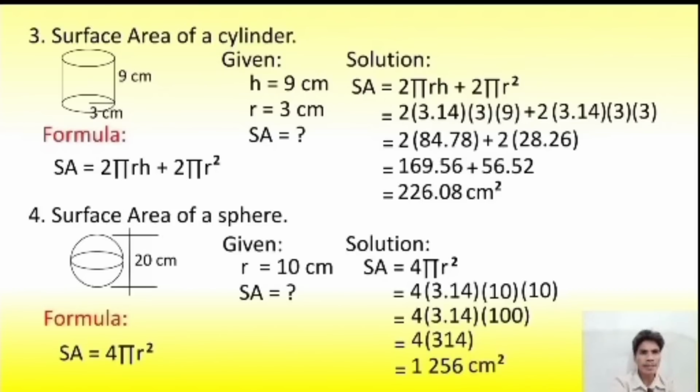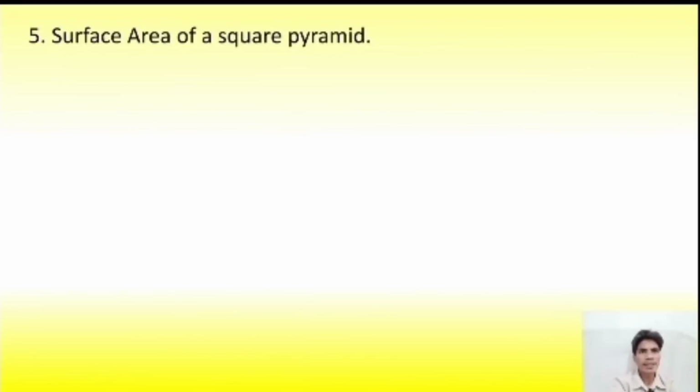So the surface area of a sphere is 1,256 centimeter squared. So ganyan po ang pagkuha ng surface area of a sphere. Sana ay inyong naintindihan. Next, surface area of a square pyramid. So example, the side of the square base is 5 cm and the height is 8 cm.